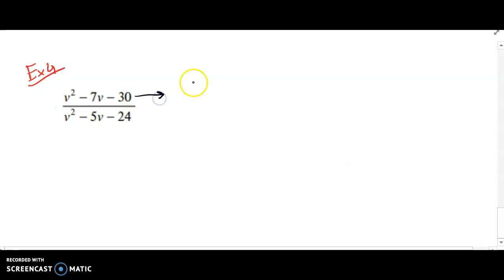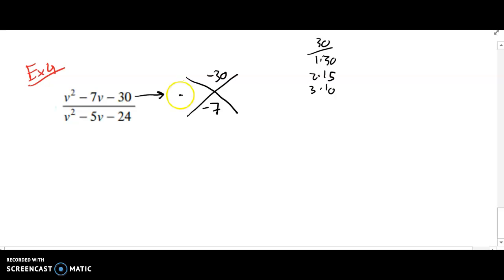Okay, let's just jump in and start factoring. Negative 30, minus 7. So if we break down our factors of 30, 1 and 30 won't do it, 2 and 15, aha, 3 and 10 will. So I've got negative 10 and positive 3. This gives us v minus 10 and v plus 3.